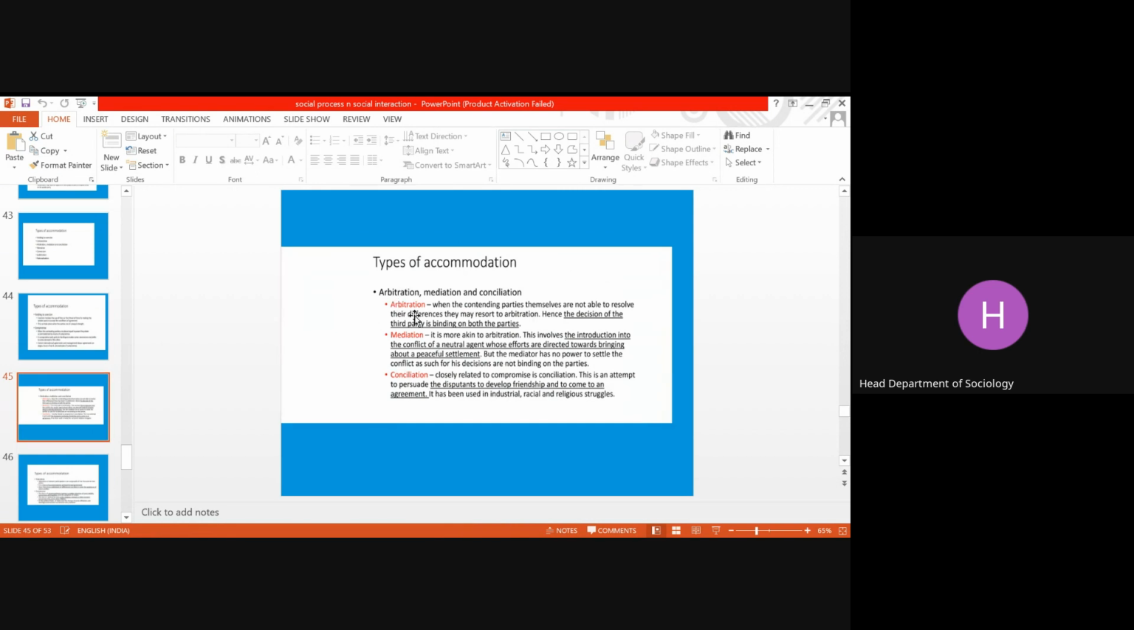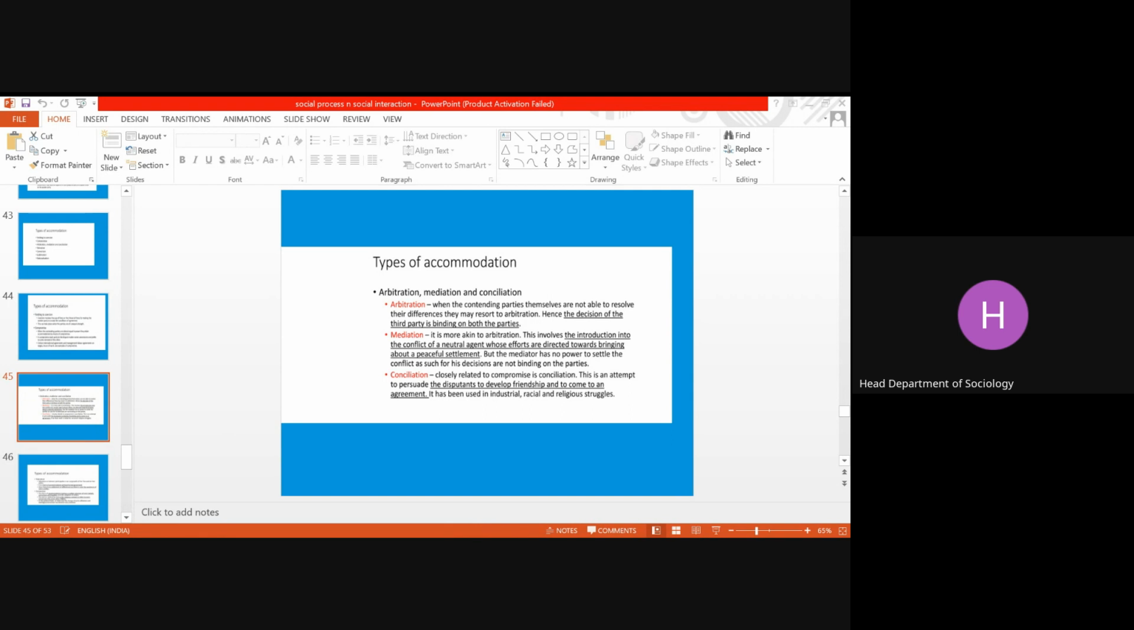See, arbitration, mediation, conciliation. Even this arises after a conflict, right? Whenever there is a conflict, you can add these things in your conflict part also, where arbitration decision is binding on both the parties, while the mediation, people do mediation, isn't it? When there is some sort of conflict taking place between two persons or two nations, other nations will get involved and they will try to resolve that problem.